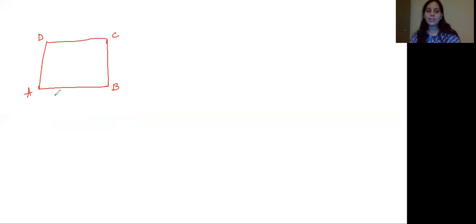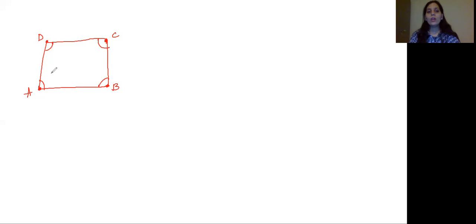So what are the four sides here? Side AB, side BC, side CD and side DA. So a quadrilateral has four sides. Also it has four angles: angle A, angle B, angle C and angle D. Similarly, it has four vertices: A, B, C and D. These are the four vertices.